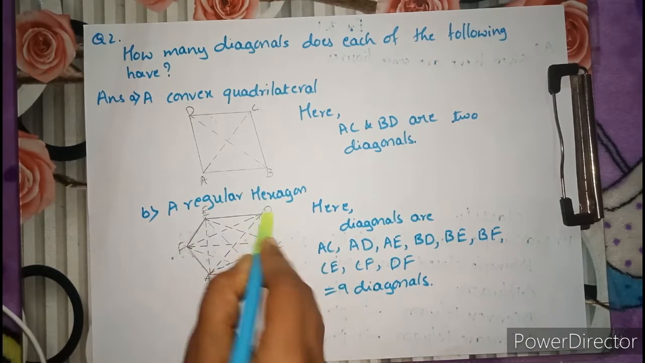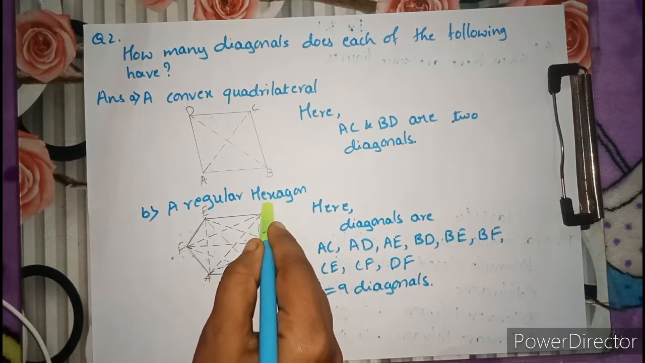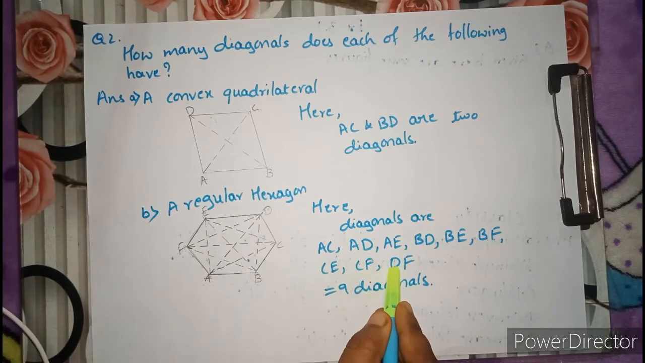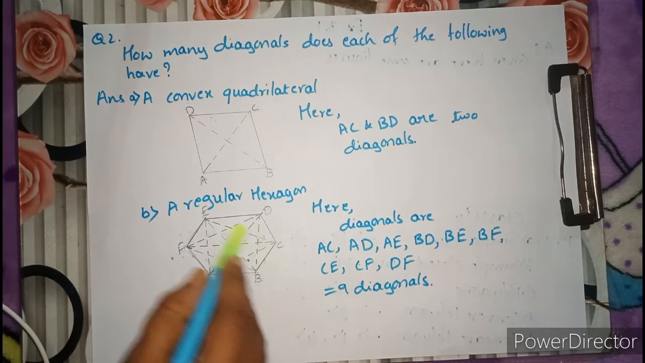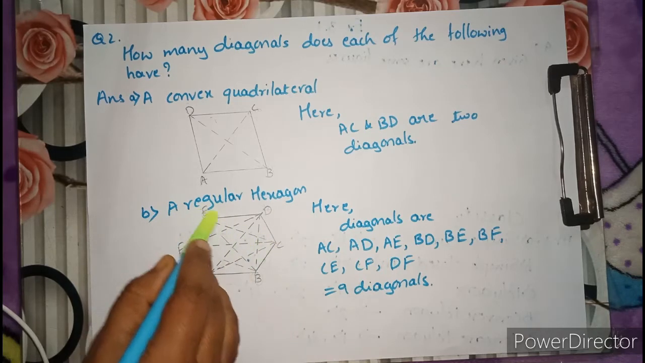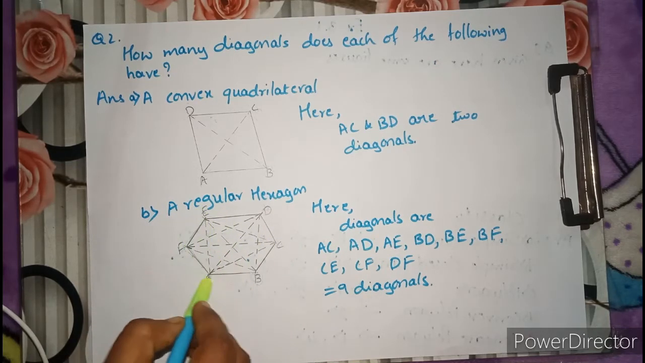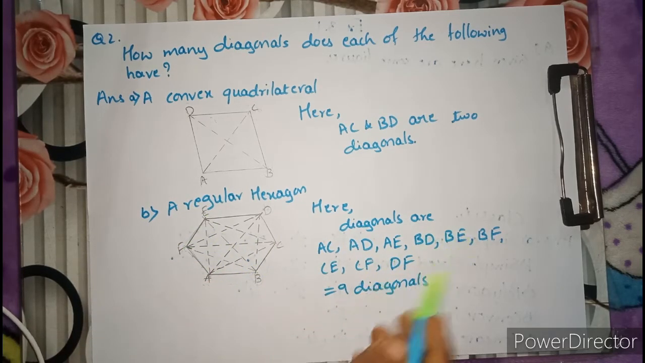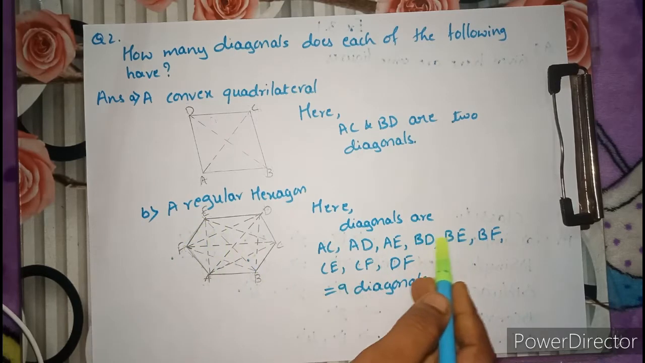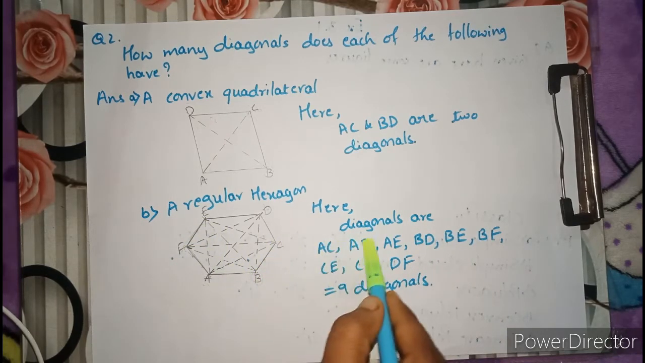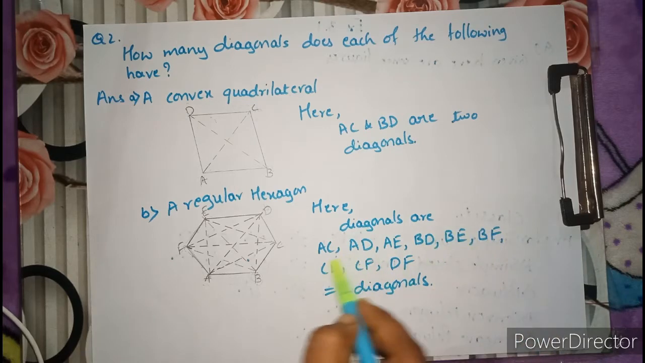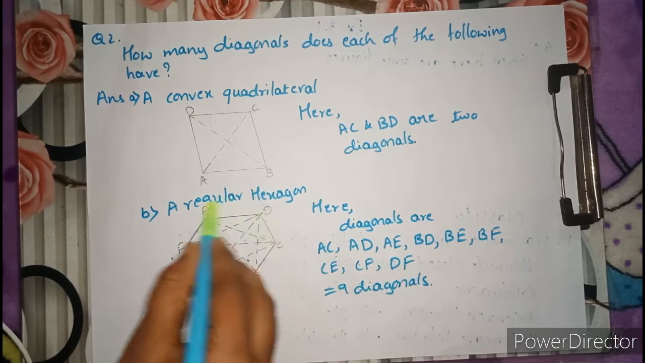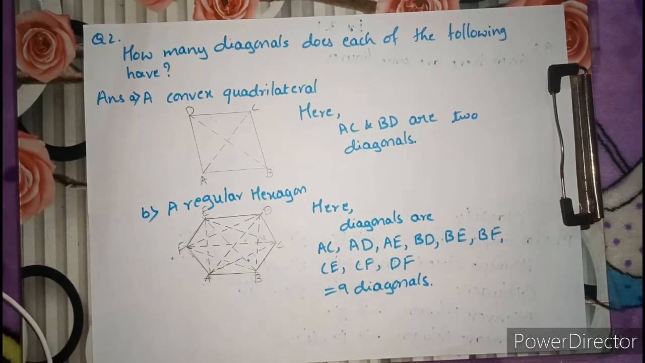Again from D we have DF, and D to A, AD already written. So DF. From E we already have CE, EC, EA, AE. EB means BE, one and the same. So there are 1, 2, 3, 4, 5, 6, 7, 8, 9. 9 diagonals we can draw from a regular hexagon.